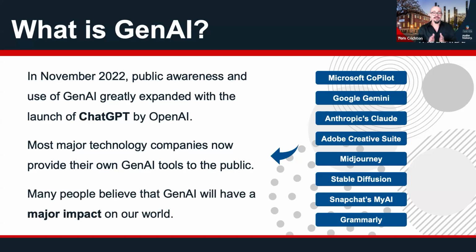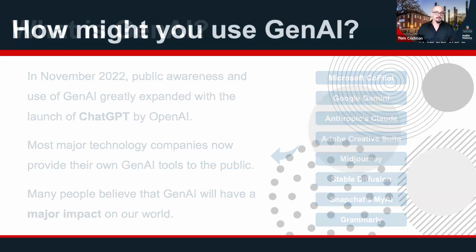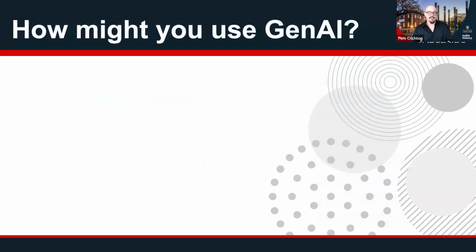Many people believe that Gen AI will have a major impact on the world, and that's myself included, and that it's already having an impact on how people work, study, and live their lives. So how might you use Gen AI? Now, this is going to be fairly high level, broad advice of some of the ways that you might be able to use Gen AI to benefit you, particularly in learning.